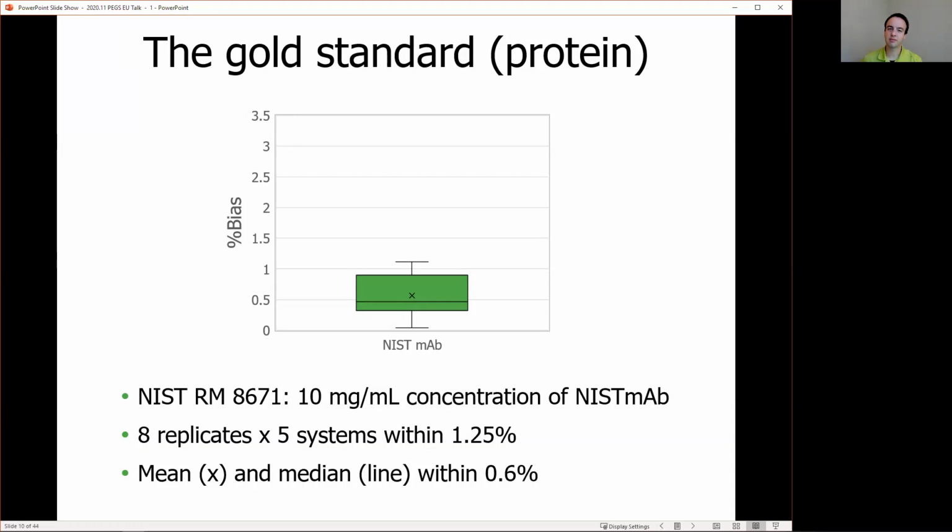All measurements in the 5 tested instruments shown here were within 1.25% of that 10 mg per mL reference concentration of NISTmAb, as shown by the whiskers of the box and whisker plot. Mean and median values of the 40 measurements were within 0.6% of the reference values.